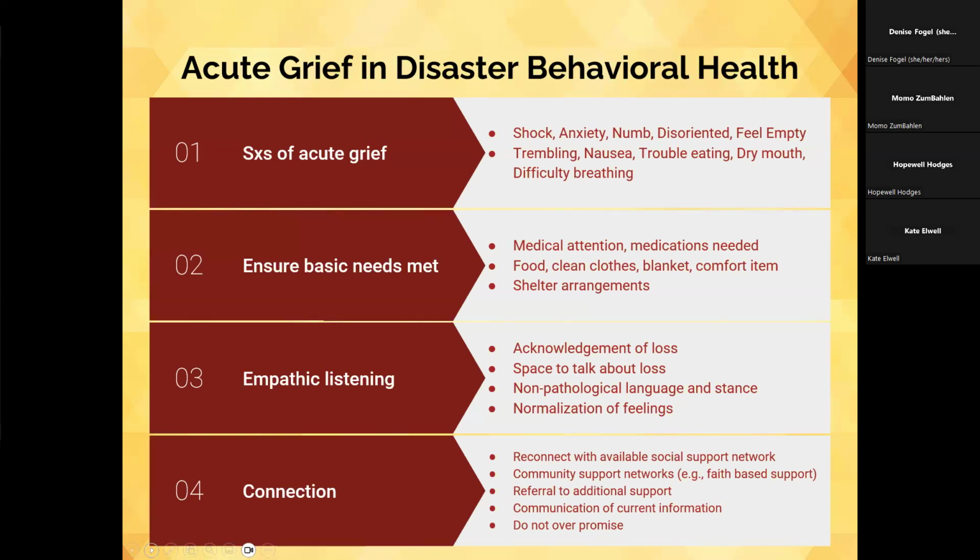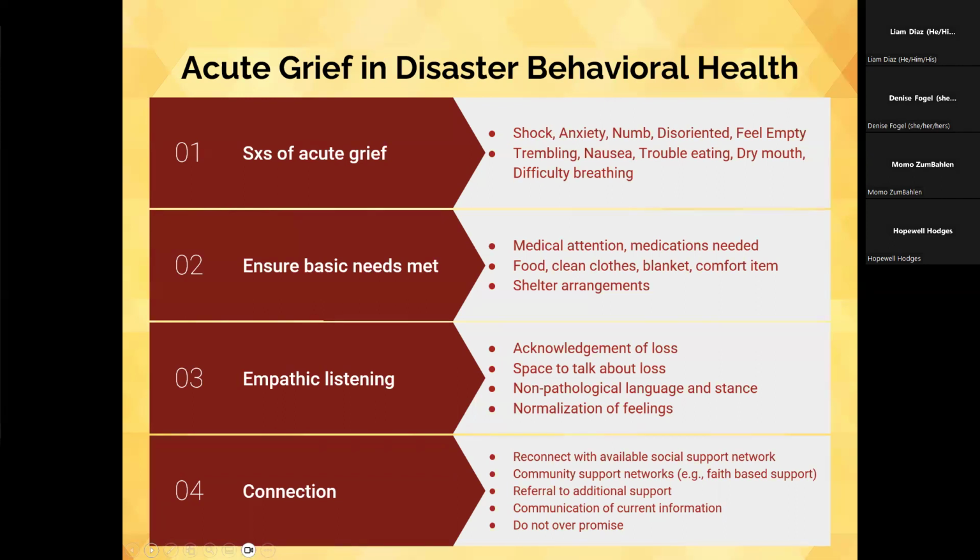Lastly, connection. A large component of addressing any grief that stems from a disaster, and really other trauma symptoms that stem from a disaster, is going to be that connection. Reconnecting with available social support, connecting different community support networks, such as faith-based support, referring to additional behavioral health or psychiatric help in the long run, and then any support groups in the community is going to go a long way in facilitating ongoing recovery and ongoing coping for the disaster itself, for the trauma event.